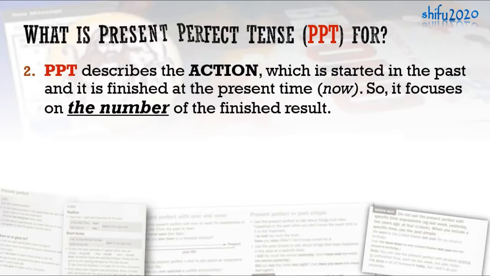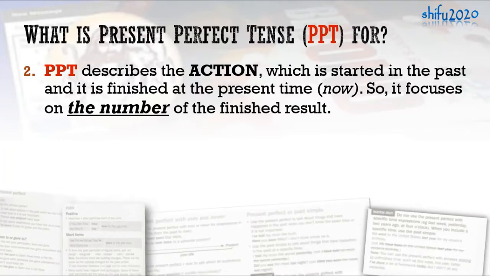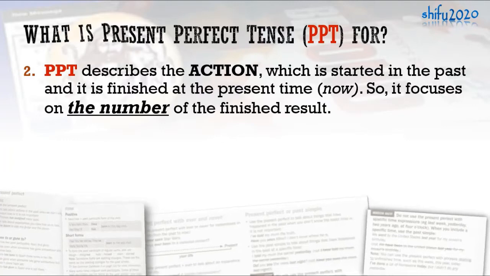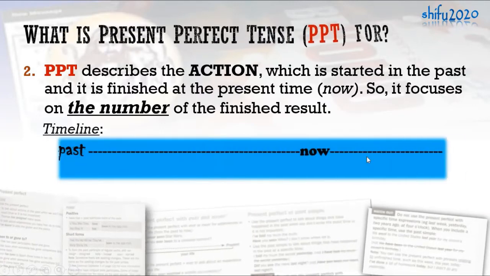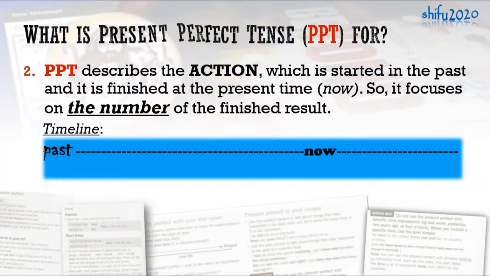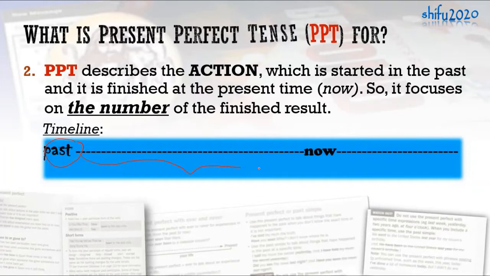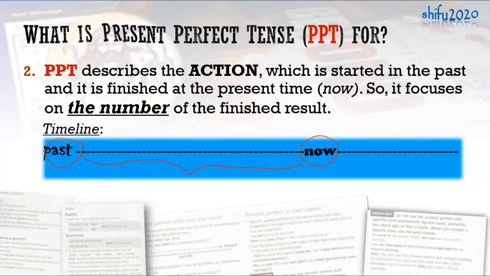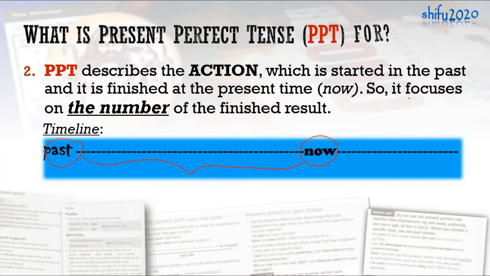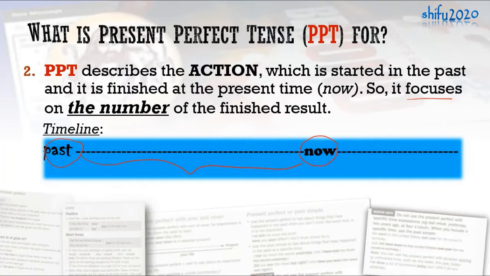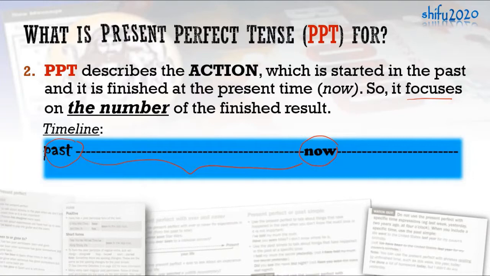The second function focuses on what to tell in the tense. So in present perfect tense, it's basically focused on the action. Okay, on the action. It started in the past and finished at the present time. So again, jadi dia mulai di masa lampau dan masih berpengaruh sampai ke masa sekarang. Oke, sekarang lihat fokusnya yang kedua, yaitu jumlah, the number of the finished result. You don't know when it happened, but you know how many times you have done this thing, something like that.